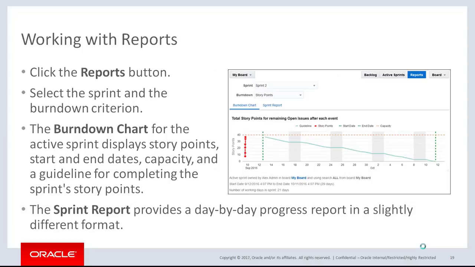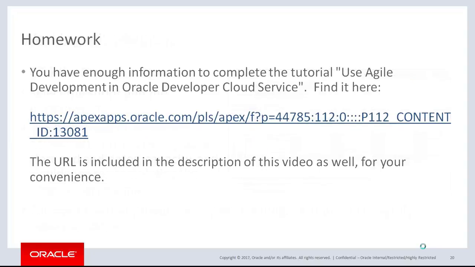To work with reports, click the Reports button. Select the sprint and the burn down criterion. The burn down chart for the active sprint displays story points, start and end dates, capacity, and a guideline for completing the sprint story points. This is shown to the right. The sprint report provides a day-by-day progress report in a slightly different format.